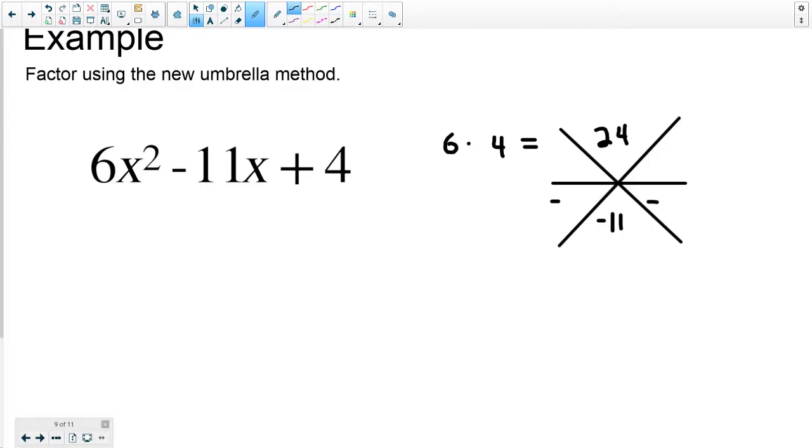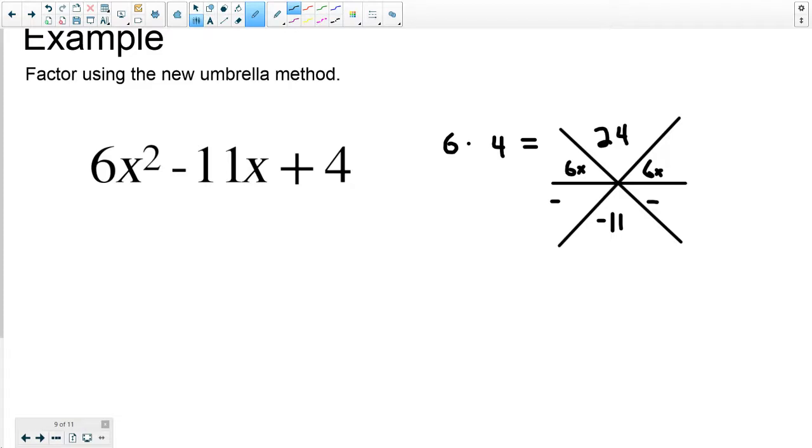And before I search for them, I'm just going to take 6x and put it up here. You're probably wondering why not 6x squared. I'm not doing 6x squared because I know that one of the x's is going to cancel. So now I can just focus on the 11. So negative 11 and 24.